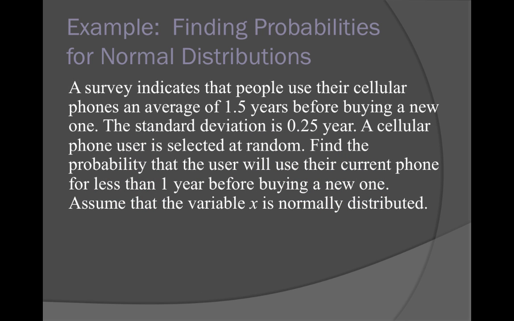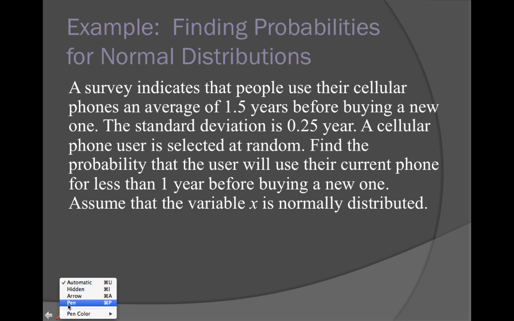Let's go through a couple of examples here. A survey indicates that people use their cellular phones on average of 1.5 years before buying a new one. This is not always true. I happen to go through 3 in the month of June. The standard deviation is 0.25 years. A cellular phone user is selected at random. Find the probability that the user will use their current phone for less than 1 year before buying a new one. Assume that the variable x is normally distributed.